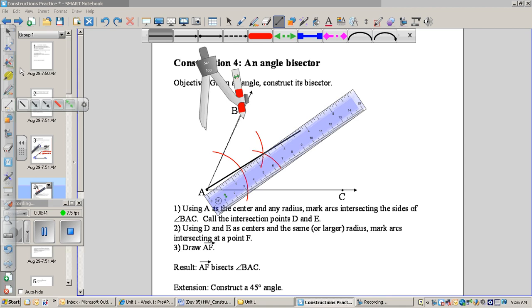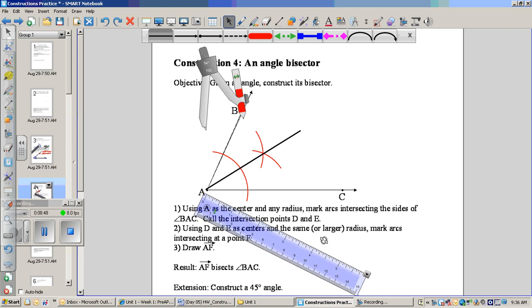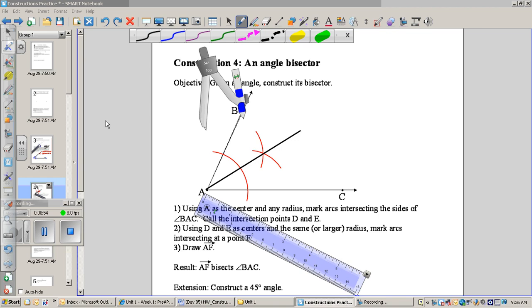Now, you bisected your angle. So once you've bisected it, guys, one last thing I want you to do is you're going to mark it. So if you bisected it, what do you know about these two angles? They're congruent. They're congruent. So we'd mark that one.